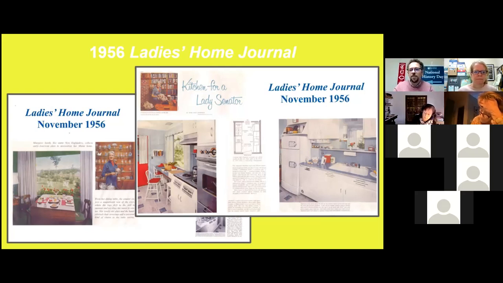And this is Margaret's Kitchen, which was in the Ladies' Home Journal in November 1956. If you are unaware, our library is actually connected to her house. And so we actually take our students through the kitchen. So I have this discussion as we're standing in the kitchen that I'm talking about. But it was featured in the Ladies' Home Journal in 1956.